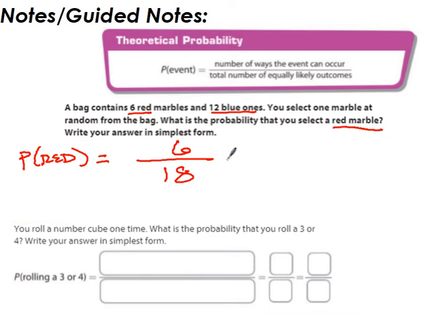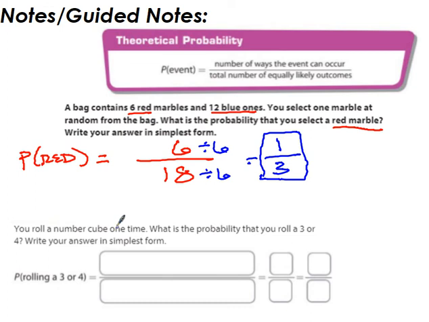So 6 over 18, I would then want to simplify that. This is the part where some people are still struggling, so we're looking for common factors between 6 and 18. What number can I divide these both by? I can divide them both by a 3. I also could divide them both by a 2. You know what? I could even divide them both by a 6. So let's just do 6 so we don't have to do this one more time. 6 divided by 6 is 1. 18 divided by 6 is 3. So the probability of pulling a red marble is 1/3. So you have a 1/3 chance, 1 out of 3 chance, to pull a red marble. And that's it.